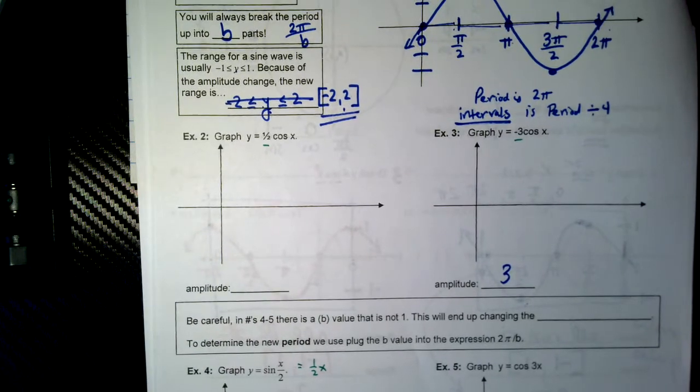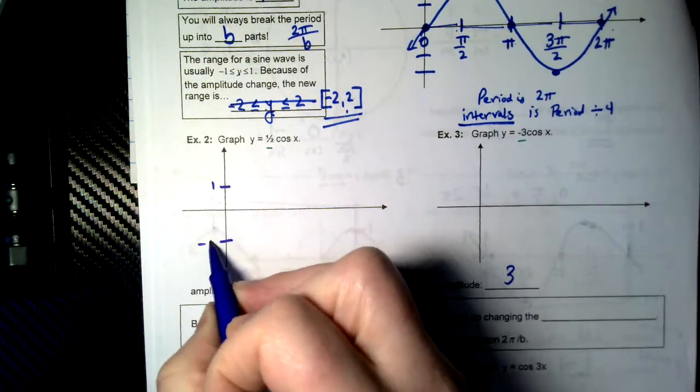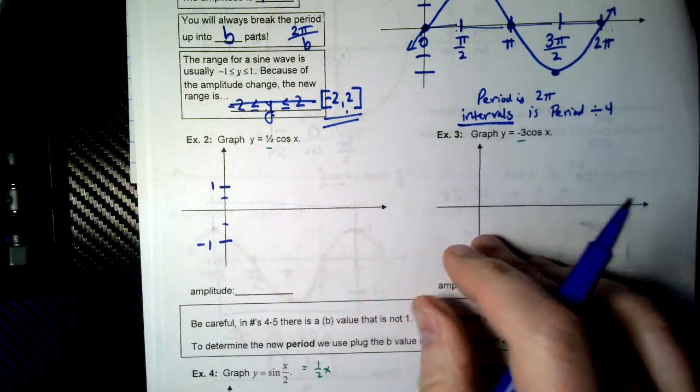All right, let's do another one where we change the amplitude. If you throw 1/2 in front, so if this is 1 and this is -1, it's only going to reach a half and a half. And so it's going to really lower the loops.